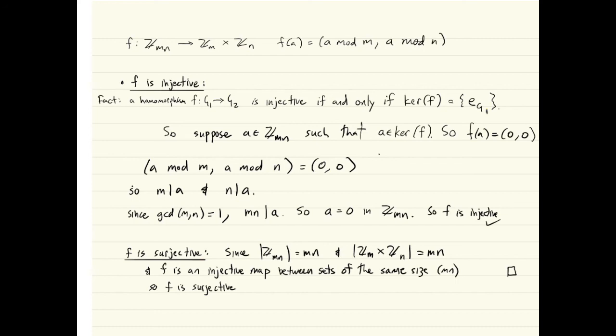Now that we know that F is injective, we can easily deduce that F is surjective, because these two groups, Z mod MN and Z mod M times Z mod N, have the same size. They're both sets of size M times N. And if you have an injective map between sets of the same size, then it has to be surjective. So that completes the proof of the theorem.